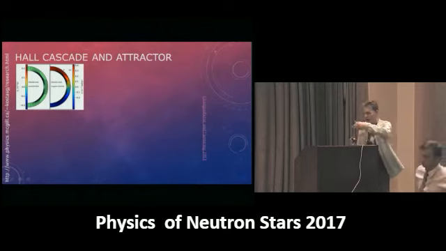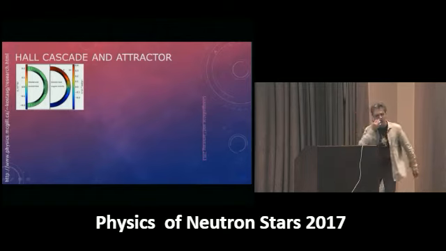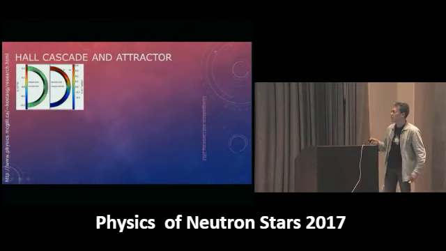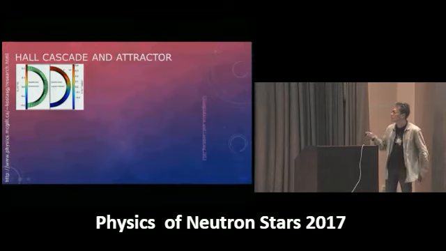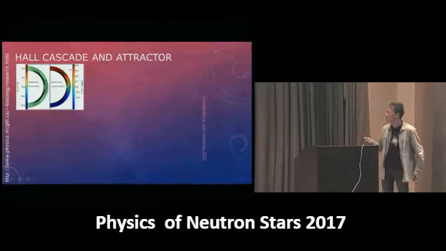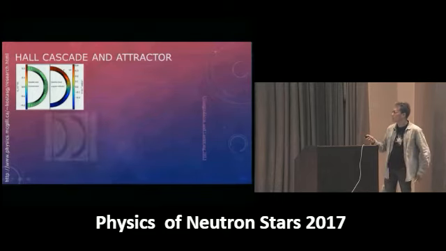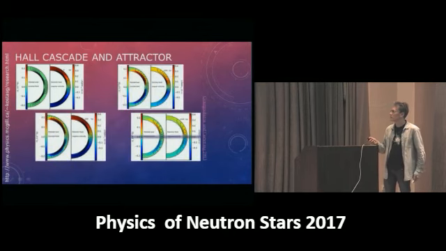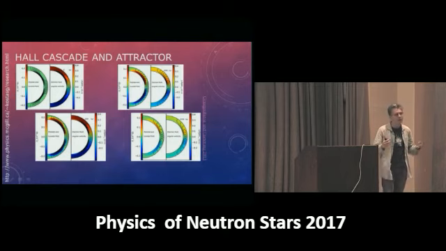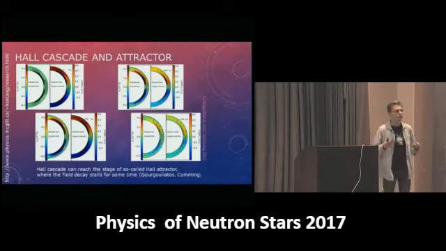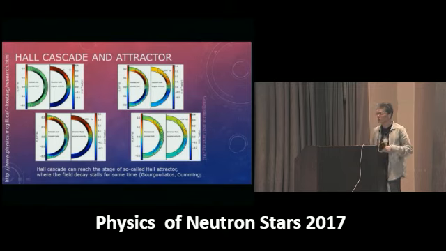Okay, thank you. There are several numerical models for the Hall cascade, and the interesting feature which appeared just a few years ago, at first in the paper by Gourgouliatos and coauthors in 2013, is that after some time the field configuration comes to some stable configuration, and the Hall cascade is not important anymore. This stage was called by these authors the Hall attractor. And this is quite an interesting prediction.